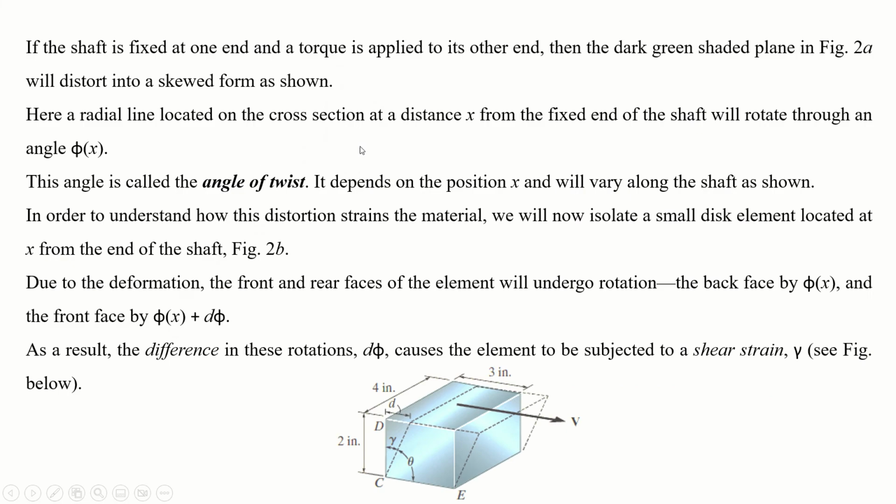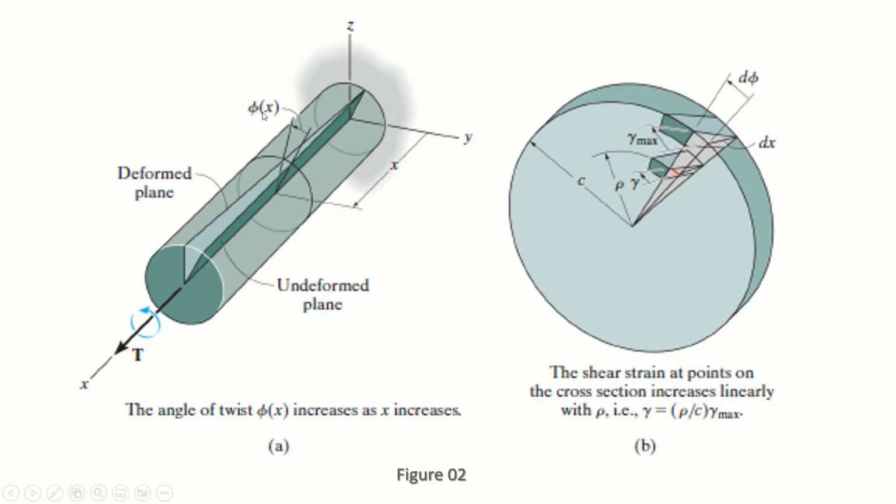So it will be in a skew form. Here a radial line located on the cross section at a distance x from the fixed end of the shaft will rotate through an angle phi of x, right? If this is the fixed end and we are taking a section at this point, and the distance of it from the fixed point is x, then the angle of twist, or the amount of rotation that the cross section will experience, will be phi of x.